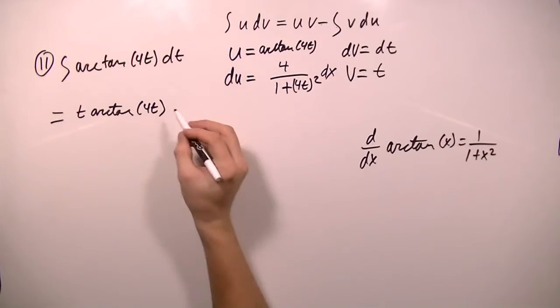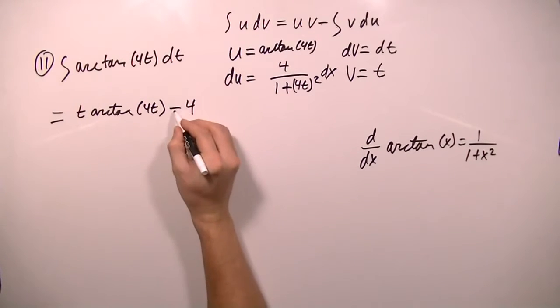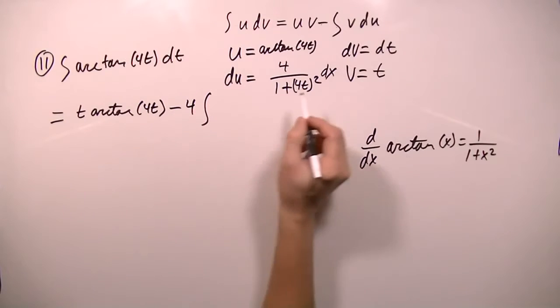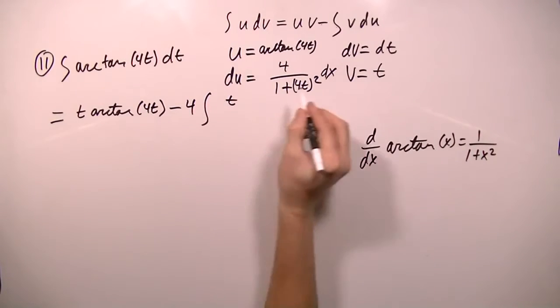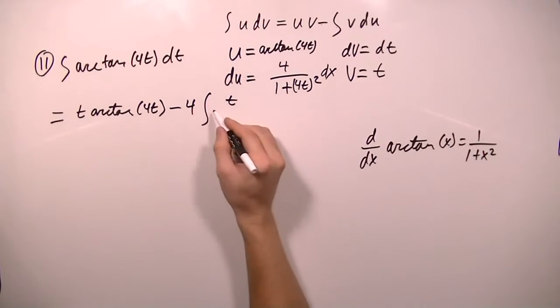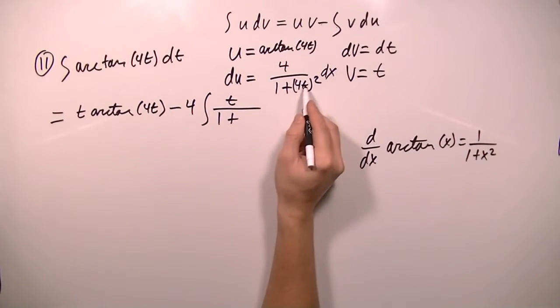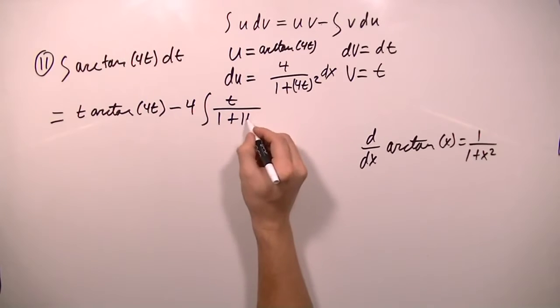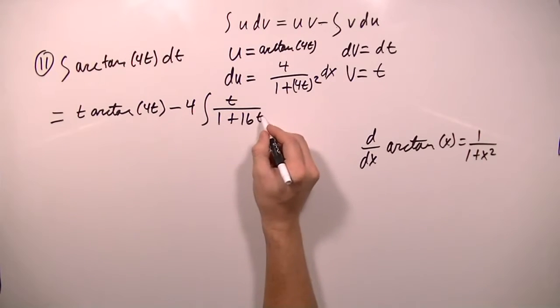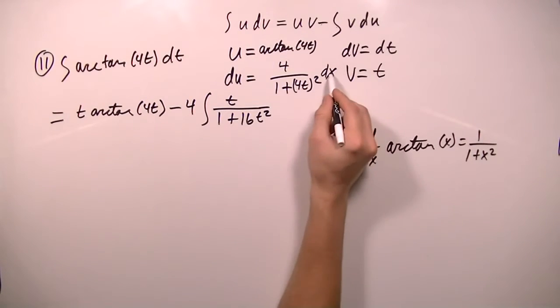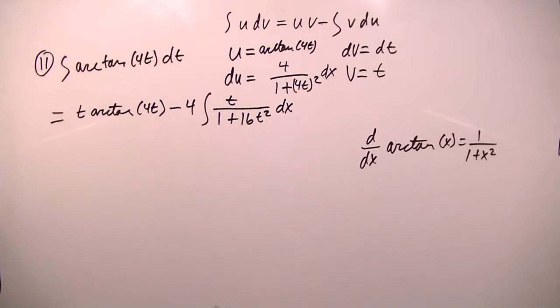So I'm going to start by factoring out this 4. It's going to be minus 4, and then I'm going to take the integral, and the t will be on top because I'm multiplying these two. And it's going to be t over 1 plus, and I'm going to go ahead and square this, so 4 squared is 16, and t squared is t squared, and then dx.